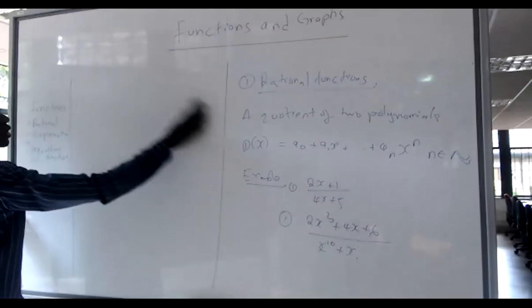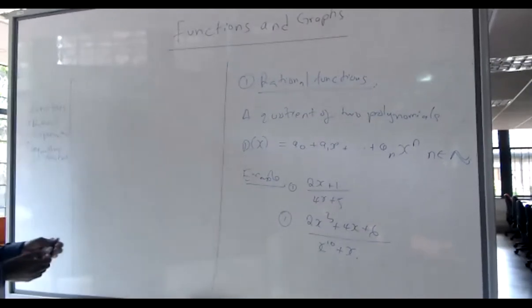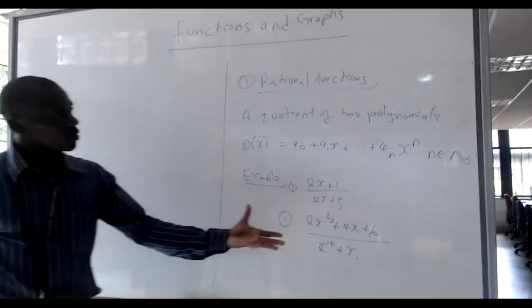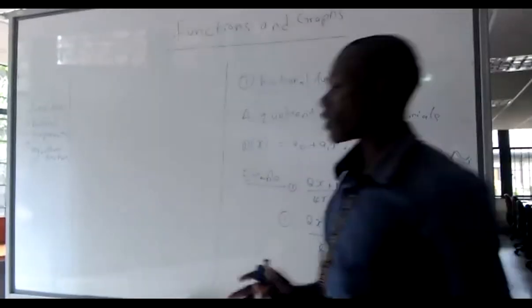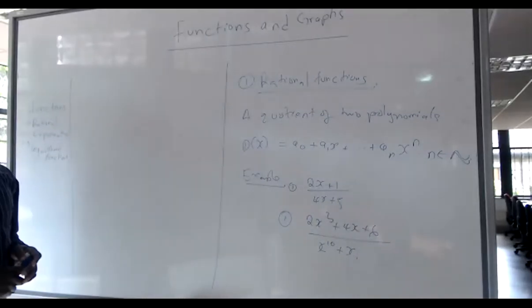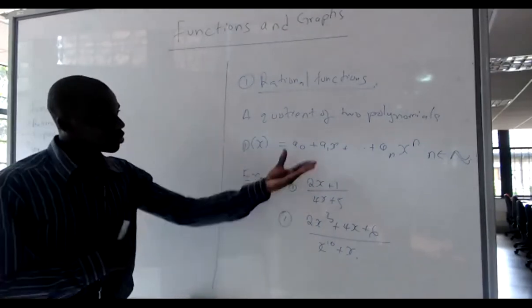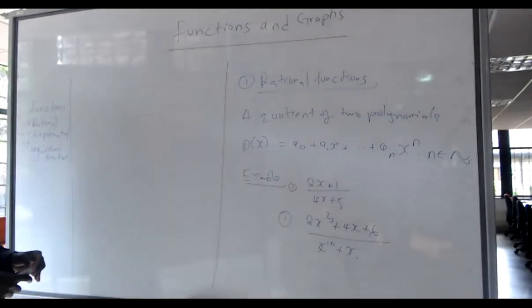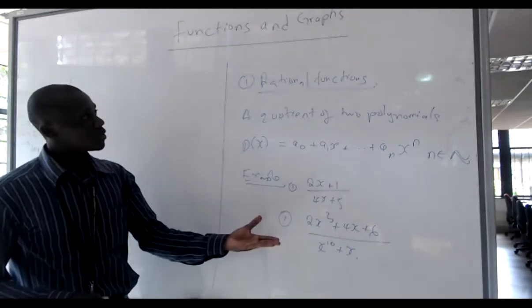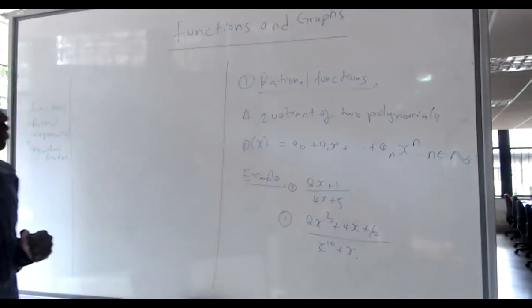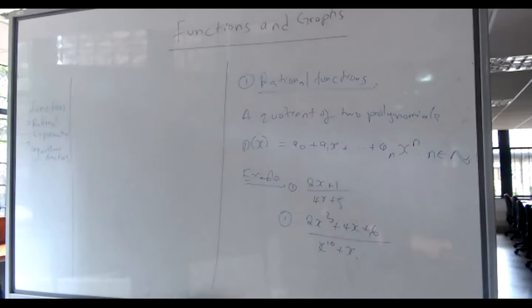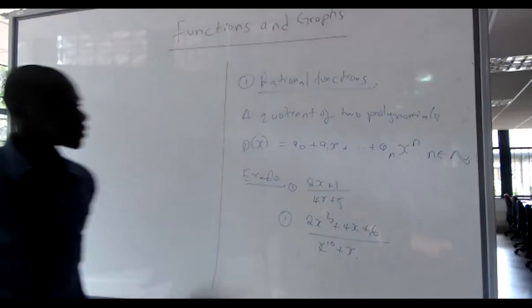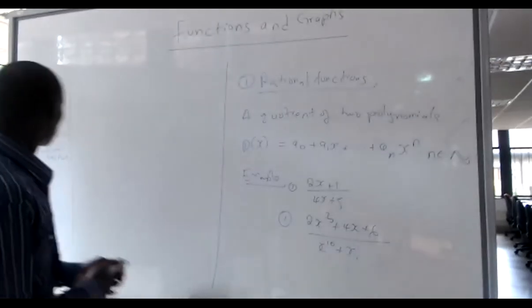Any question on rational functions? Just take two polynomials and divide them, then you get a rational function. We will see how to graph such functions and see how you can deduce information from them. These rational functions are applied especially in the theory of electricity. To understand how current flows, we need an idea of rational functions. Any question on rational functions? Cool.